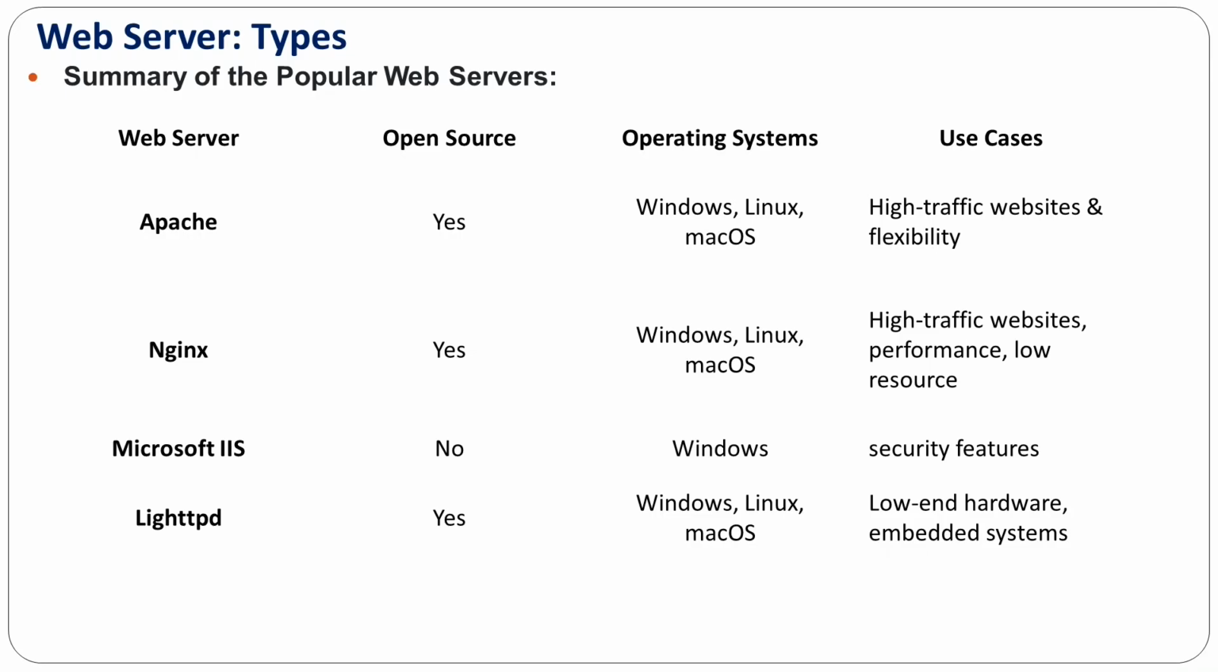Microsoft IIS is not open source, it is a proprietary web server. It is supported by Windows only and it supports security features. If a high security constraint is there, then we should definitely go for Microsoft IIS. Lighttpd is open source. It is supported by most operating systems in the form of Windows, Linux, Mac OS, and it can be used if low-end hardware is required and an embedded systems constraint is imposed on the requirement.